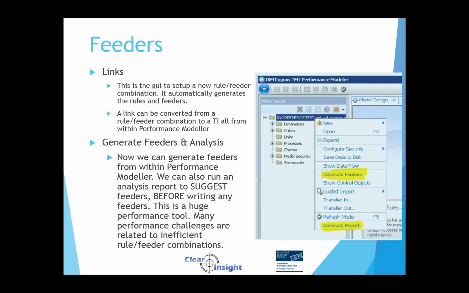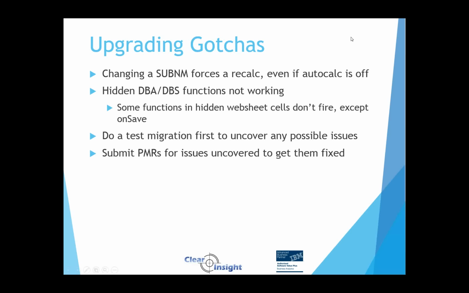Upgrading gotchas. So this is a little bit more on the technical side. If we're changing a SUBNM, now SUBNM is a function used in TM1 where you can select from a set. So maybe you're selecting a particular event within a season, or you're selecting a particular account within a set of accounts. Before, if you're using a web sheet of some kind, you'd have to say the automatic calculation is on. And anytime you change a number, it may take a second or two for everything on the sheet to recalculate. They've changed that now.